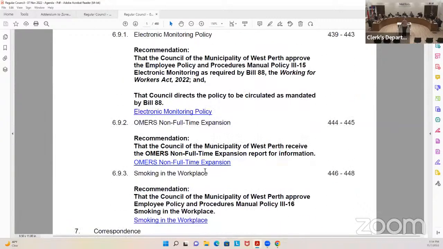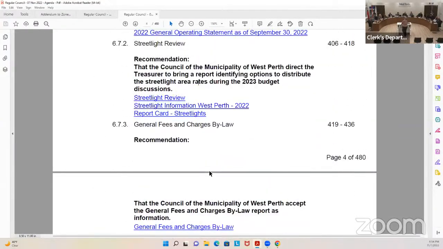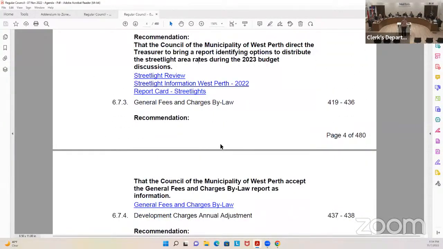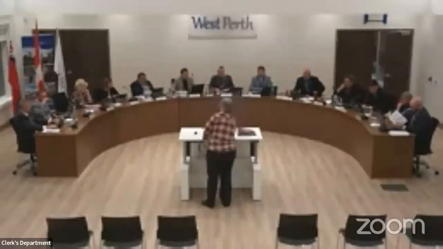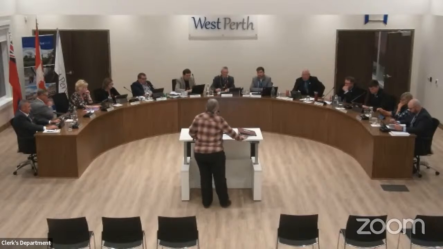So this is an annual report that comes, and it's basically our fees and charges that we bill for services. There were a few changes, and it was all reviewed by department managers, and the fees suggested are based on inflation or other measures. If there's any questions, I'll take them.